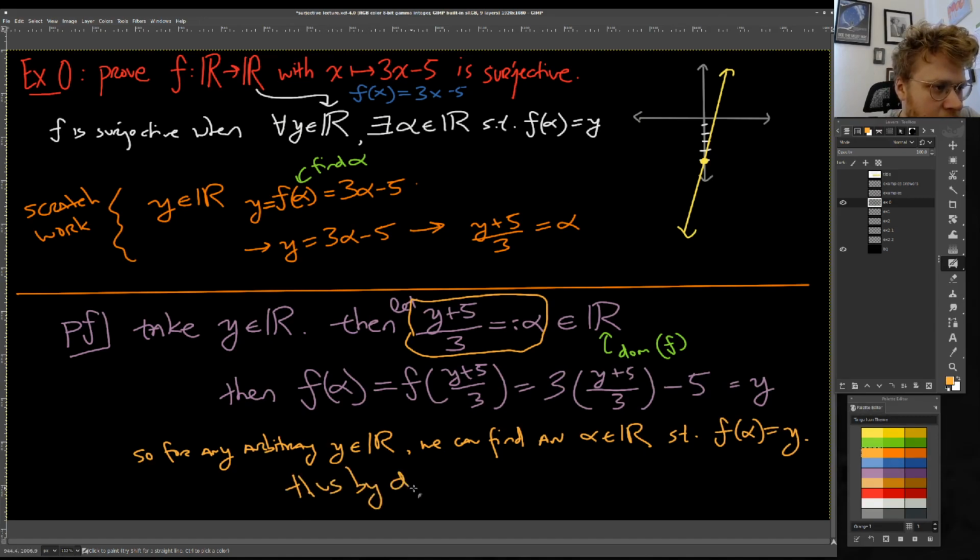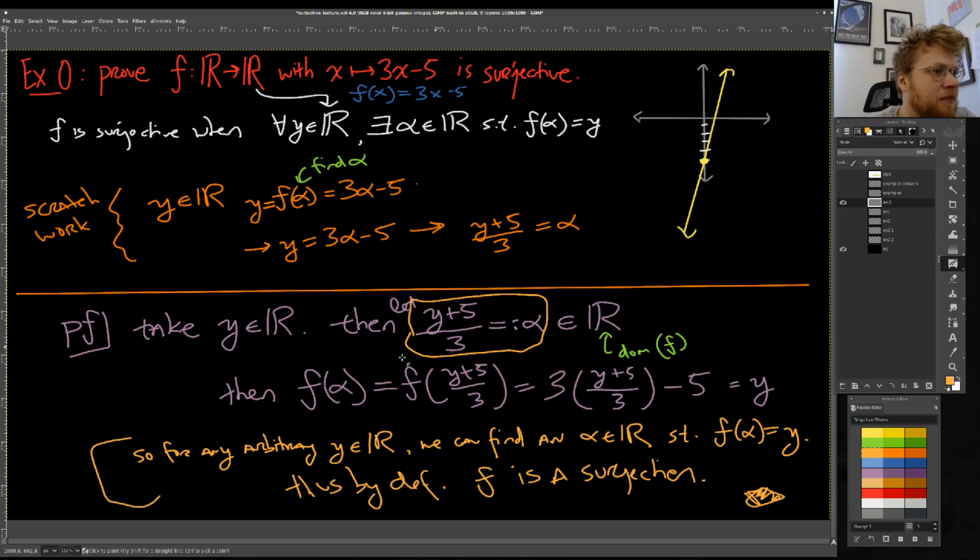Thus, by definition, the function f is a surjection. And we're done. I would not end the proof here. You could say, therefore, this meets the definition of surjectivity, or we found an alpha, so f of alpha equals y. But have some sort of summary, at least at first, just to convince yourself and convince the reader that I did meet the definition exactly. Since our choice of y was arbitrary, we can always find an alpha that maps there. Therefore, it's a surjection. Perfect. But that's it. Very short.